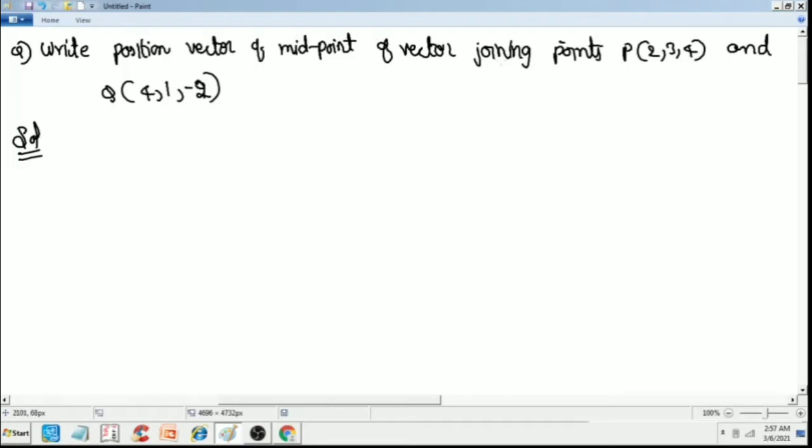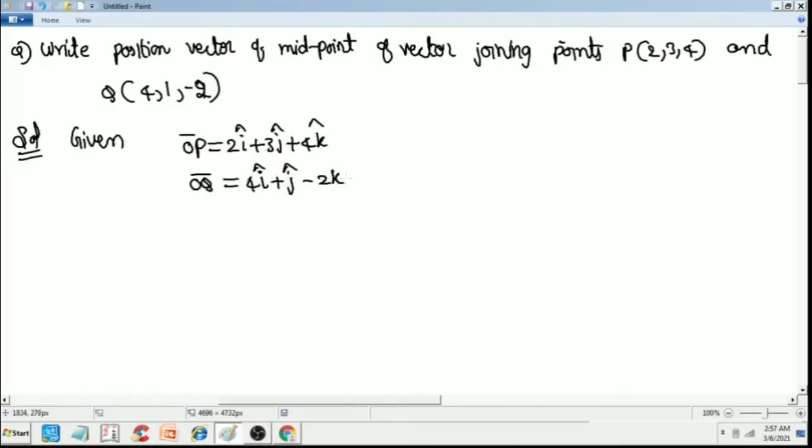Write the position vector of the midpoint of a vector joining 2 points. Here given position vector OP is equal to 2i plus 3j plus 4k, OQ is equal to 4i plus j minus 2k. We got OP, OQ, the position vectors of the line joining. Here this is OP and this is OQ. Let us say this is the midpoint OR. If OR is the midpoint, then we have the formula (OP plus OQ) by 2.